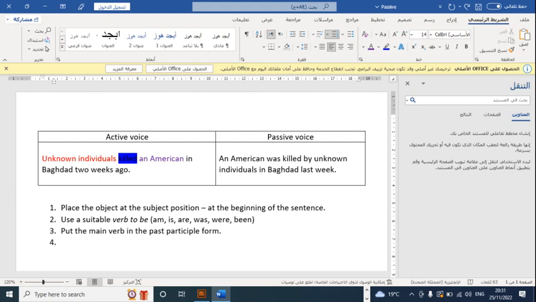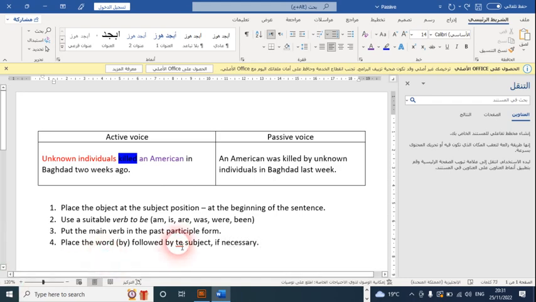And finally, if we have a subject and we know it, place the word "by" followed by the subject, if necessary.